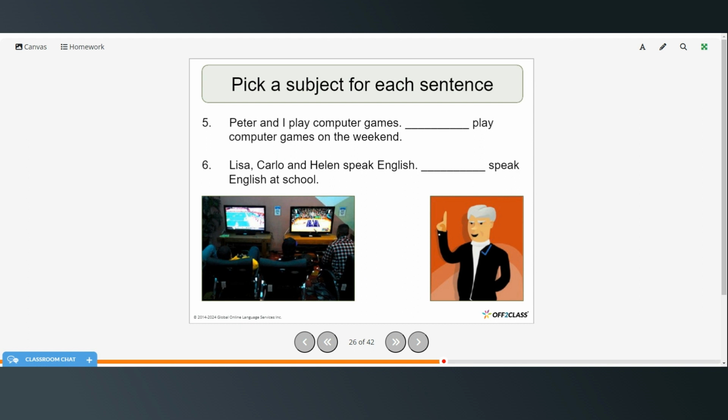All right, here are the answers. Peter and I play computer games. We play computer games on the weekend, because when you're including yourself in the group, you have to use we. Lisa, Carlo, and Helen speak English. They speak English at school.